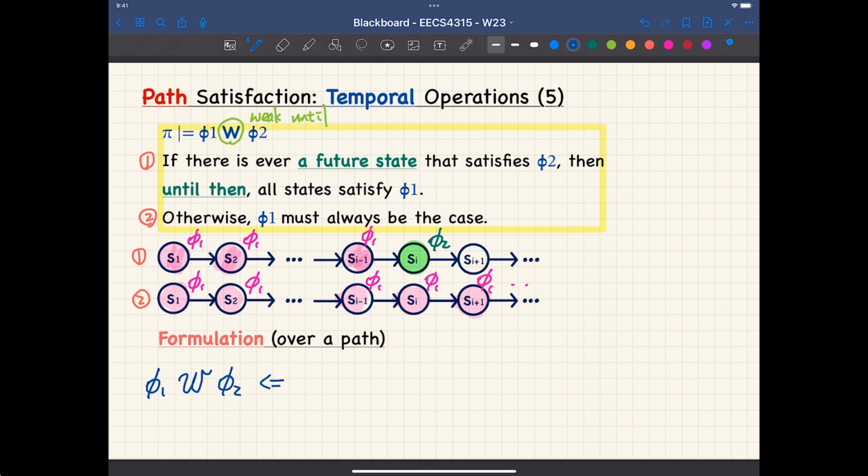If and only if. The first possibility would be, we simply say phi 1 until phi 2. I'm reusing exactly the definition from the previous page. But this is so-called weak until because it's more tolerating. It's not too strong. Okay? Or, I agree. Or what?